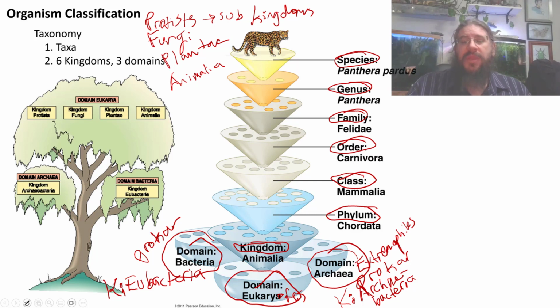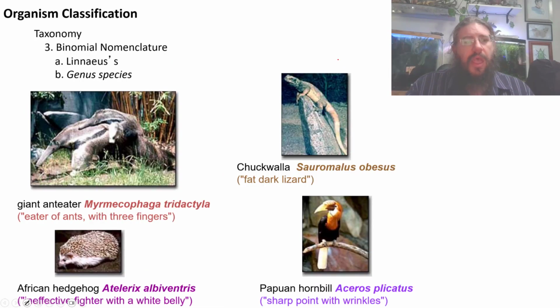Feliform is not a family, which is kind of cool. Felidae includes the cats, but not necessarily all the organisms that are closely related to cats, like hyenas. Hyenas are a feliform carnivore. Ooh, everything's fun. Okay, so how do we identify a species?